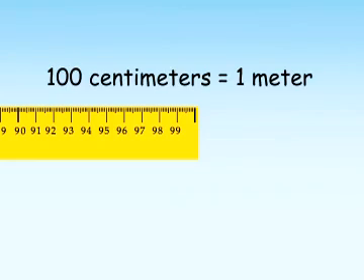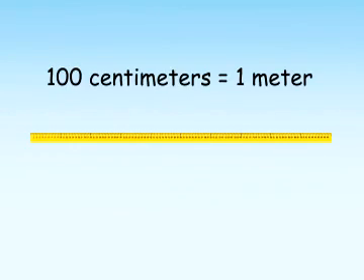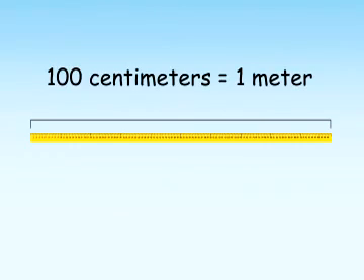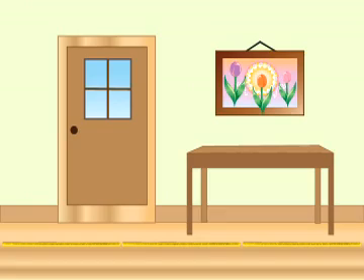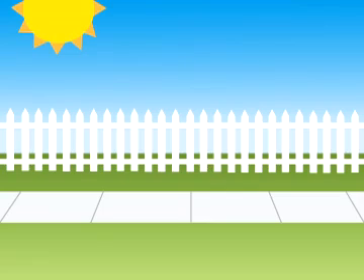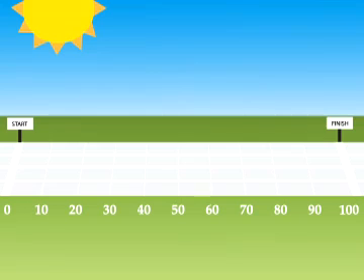We can measure using meters. How long is a meter? 100 centimeters equals 1 meter. We can use meters to measure longer things. A room can be 3 meters long. A fence can be 5 meters long. A race can be 100 meters long.